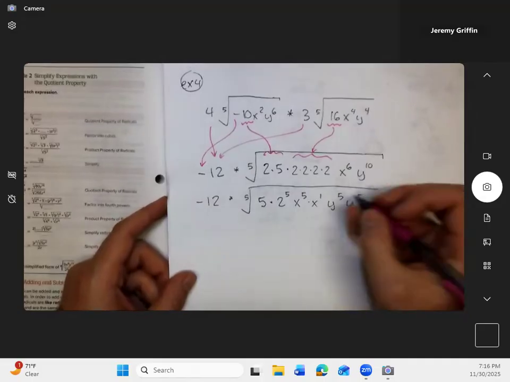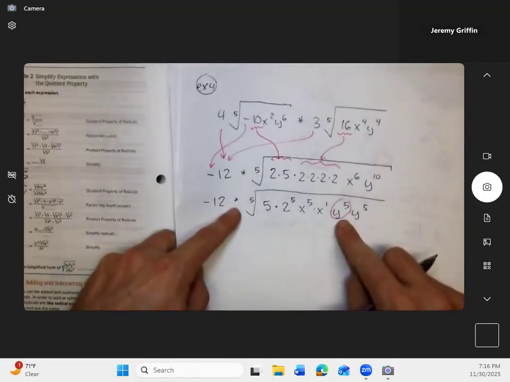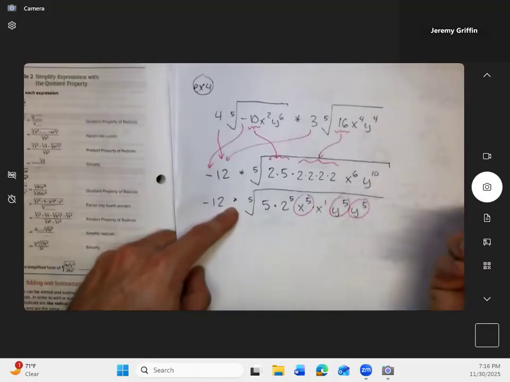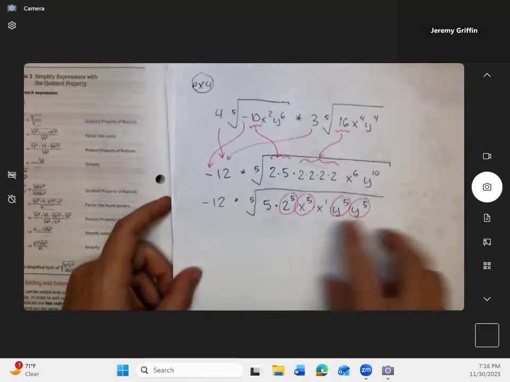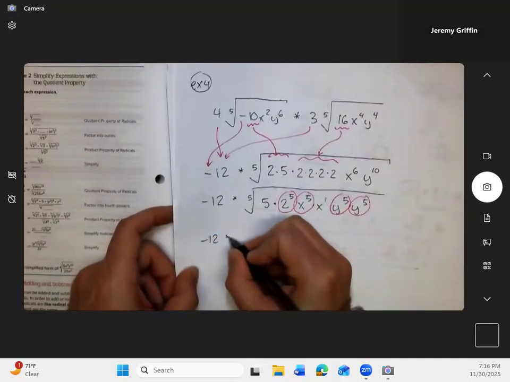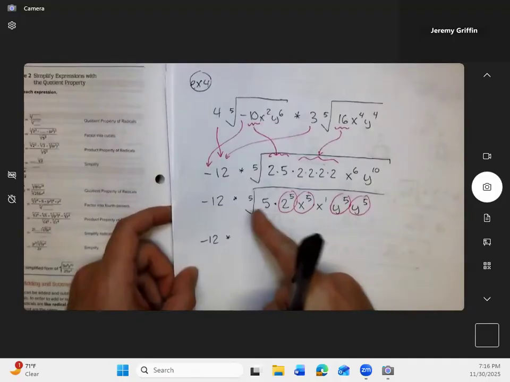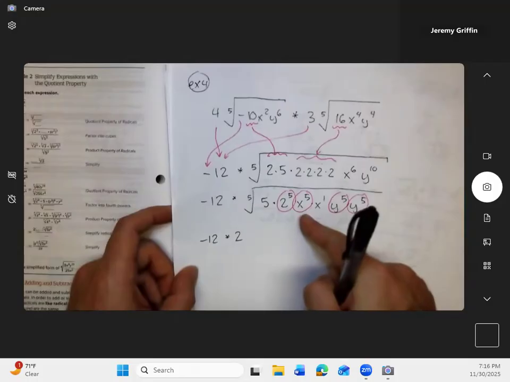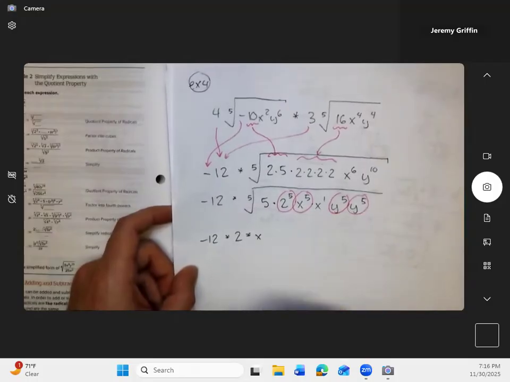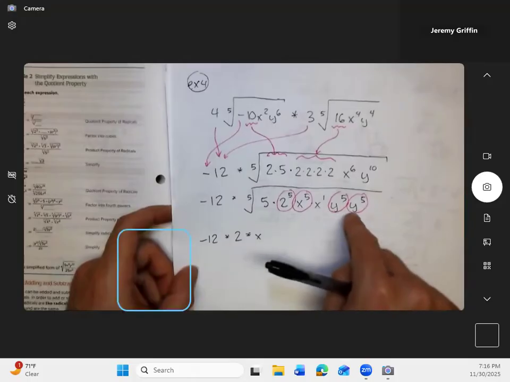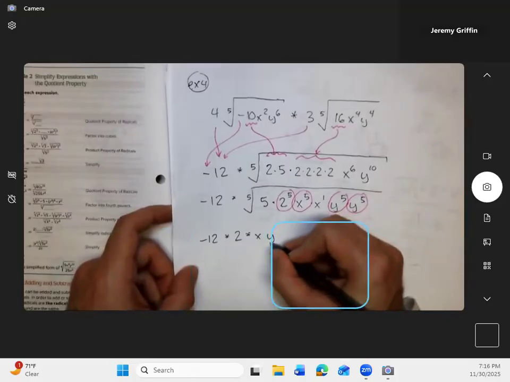Okay? And I say, hey, the fifth root of y to the 5th is y. Well, the same thing here. Everything I just circled, I can pull that out one way or another. And I still got this -12. I'm going to pull out 2 to the 5th. The fifth root of that is just a plain 2 now. And then the fifth root of x to the 5th is x. And then y to the 5th gives me y, but there's another y, so that gives me y squared.